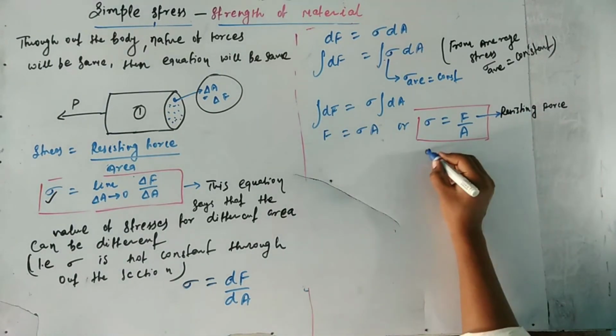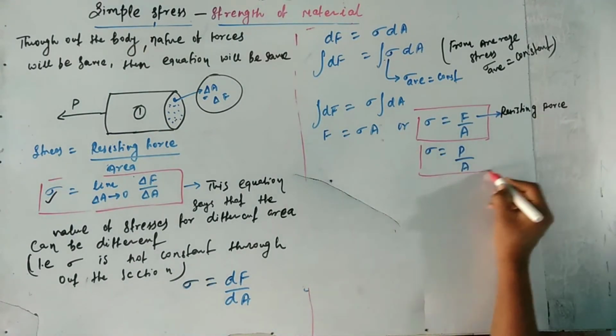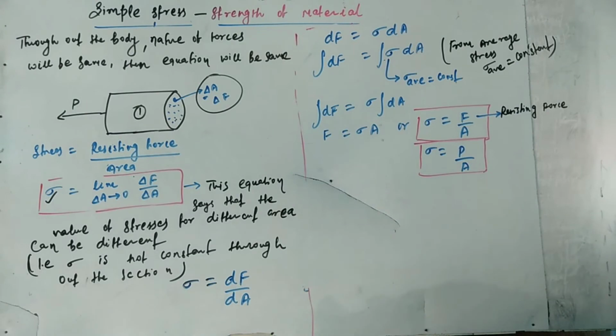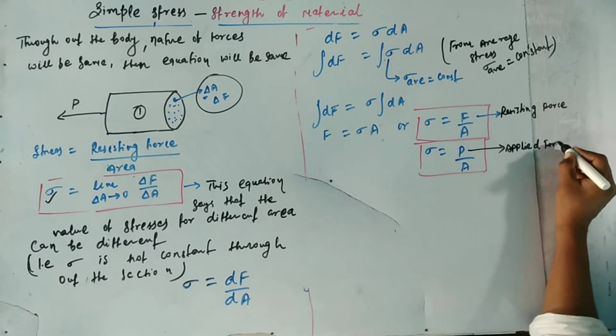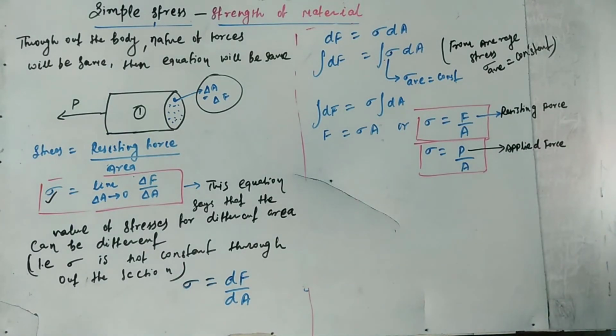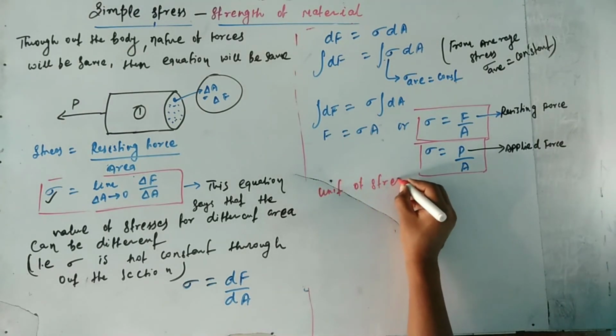Now F is equal to P, that is P is the applied force. So sigma is equal to P by A. Here P is the applied force, because the applied force is equal to the resisting force for the equilibrium condition. So this is the formula for stress.